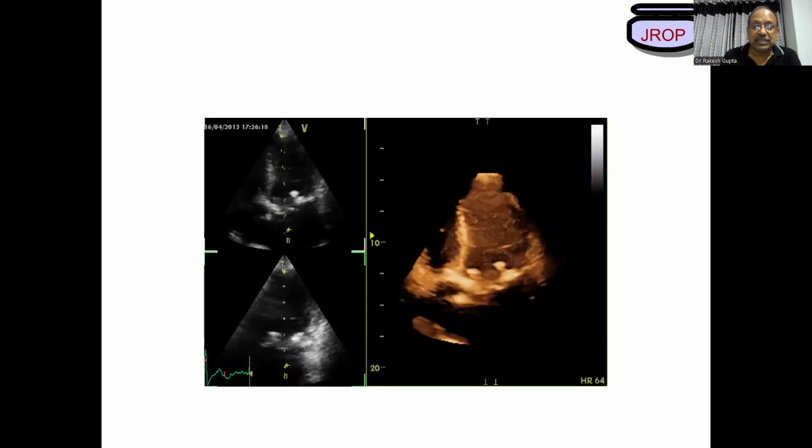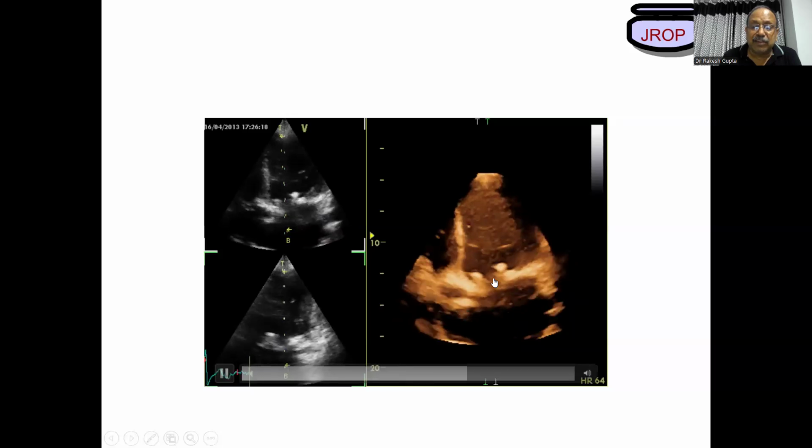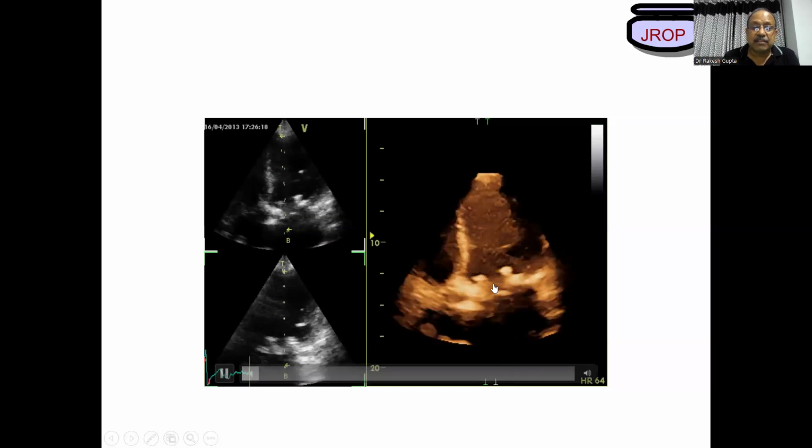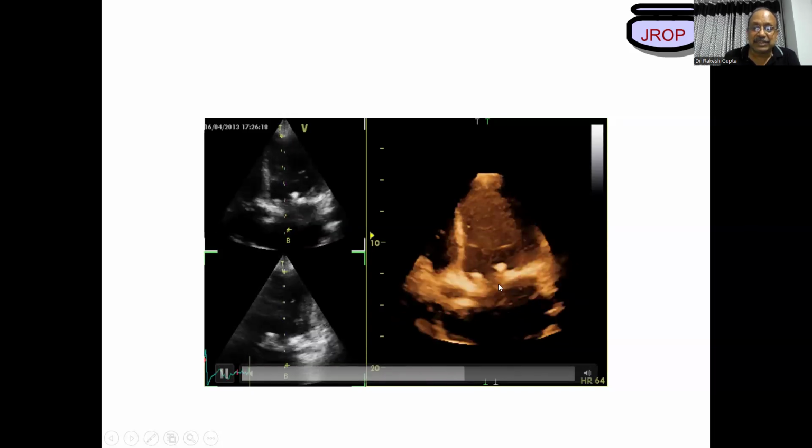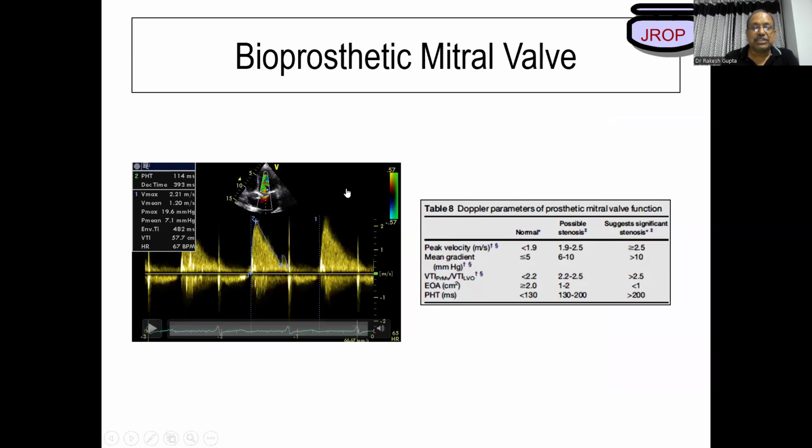And if you look at this in 3-dimensional echo, these are the valve leaflets which are opening and closing, and these are the stents on which the valve leaflets are mounted. And if you look at the hemodynamics of this bioprosthetic valve, the most important things are the peak velocity and the mean gradient. Here the peak velocity is 1.9, and here the peak velocity is 2.21, so we talk of possible stenosis. Then the mean gradient is almost 7, again between 6 to 10. Then the velocity time integral is 57.7.